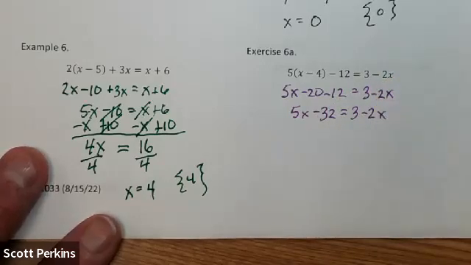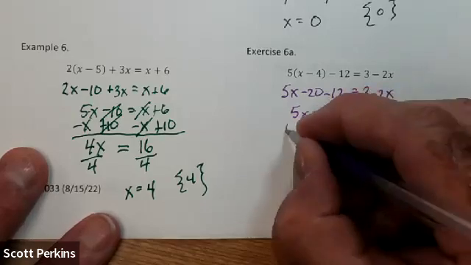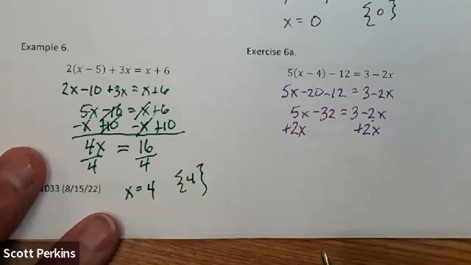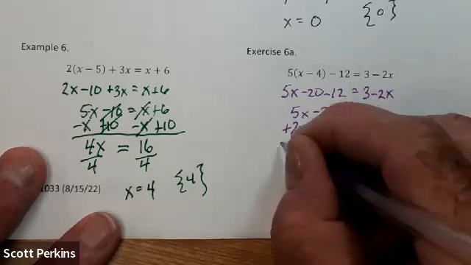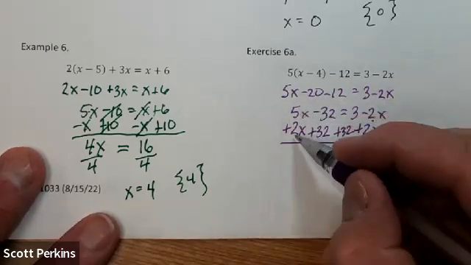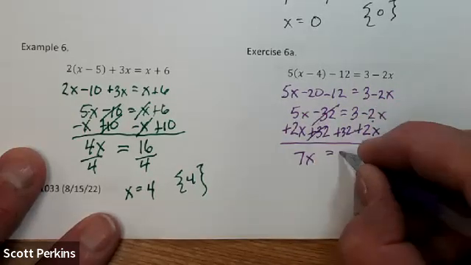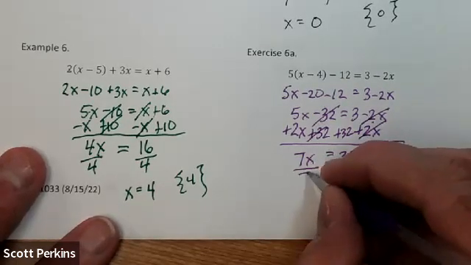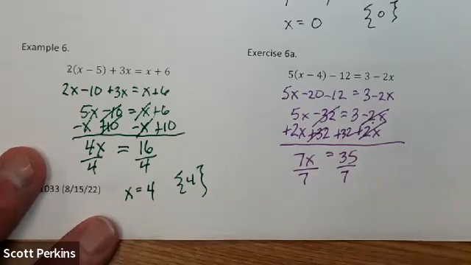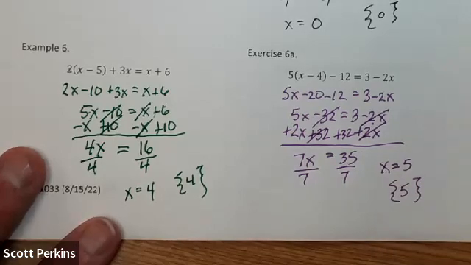And now I'm going to, once again, put all my x's on the left, all my numbers on the right. To get this -2x over to the left, I'm going to add it. To get this -32 over to the right, I'm going to add it. 5x plus 2x, that's 7 of them. The 32s cancel. 3 and 32 is 35, and the 2x's cancel. The step that makes us smile because it means we're done with the problem is to divide by 7, and I get x is 5, which then becomes my solution set, the set that contains 5.